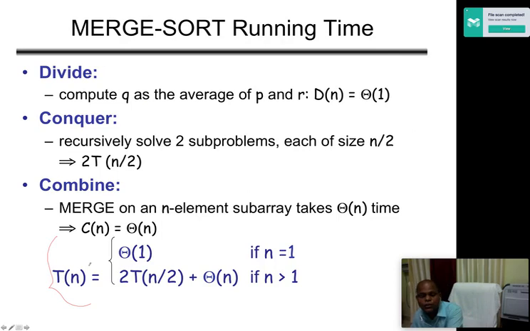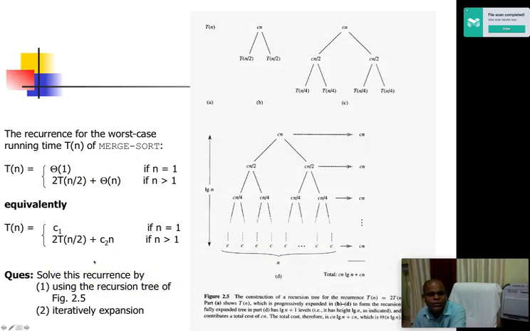Hence, let us solve this recurrence relation. This recurrence relation can be solved by using the master theorem, which we have not discussed yet. We will discuss the master theorem. But for now, we are solving this by the recursion tree method. You see, this is the recurrence relation of your merge sort.